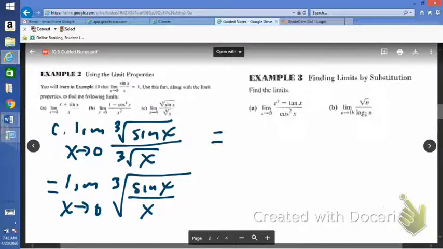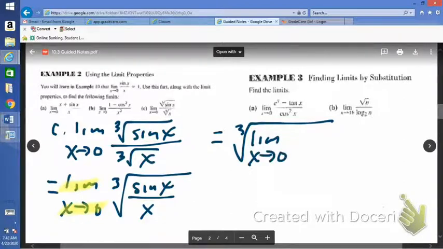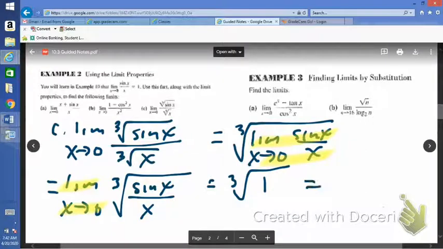And so what this is saying is I can take this and basically write the limit inside of the cube root. So I'm going to have the cube root, and inside I'm going to write the limit as x approaches 0 of sine x over x. That equals 1. So the cube root of 1 is 1. Alright, so that is our answer for C.